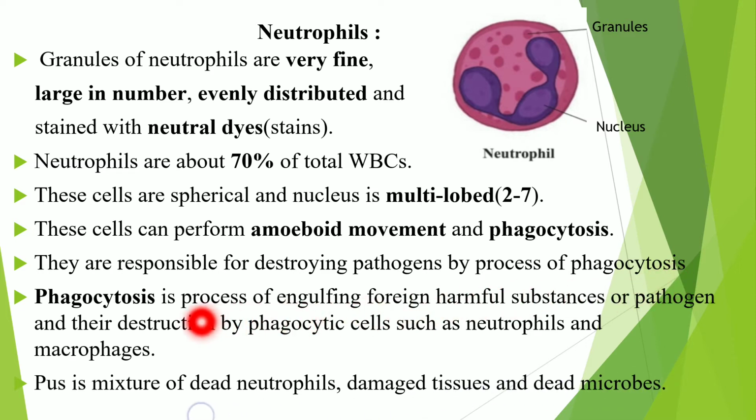Then many times when there is a wound, it can form the pus. What is the actually pus? So this pus, it is the mixture of dead neutrophils, damaged tissue and dead microbes. So all these three, they are present in the pus.